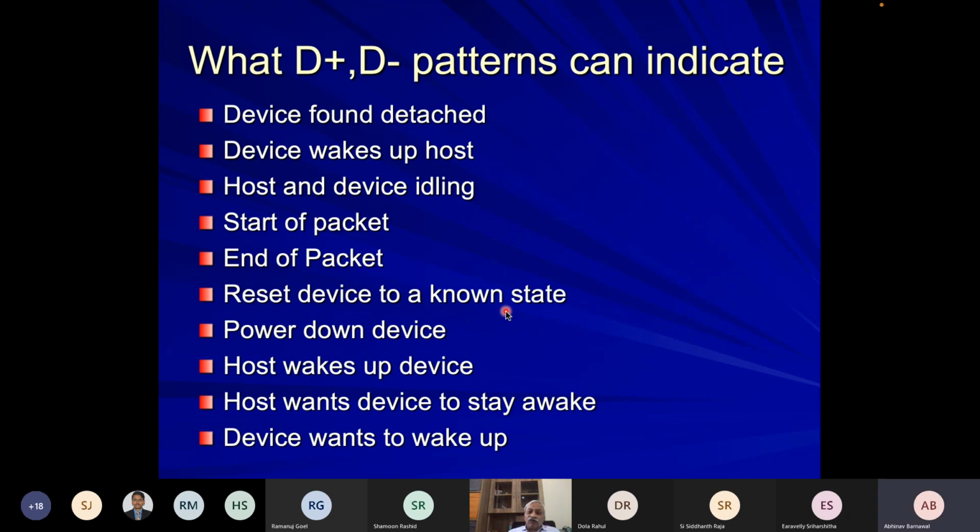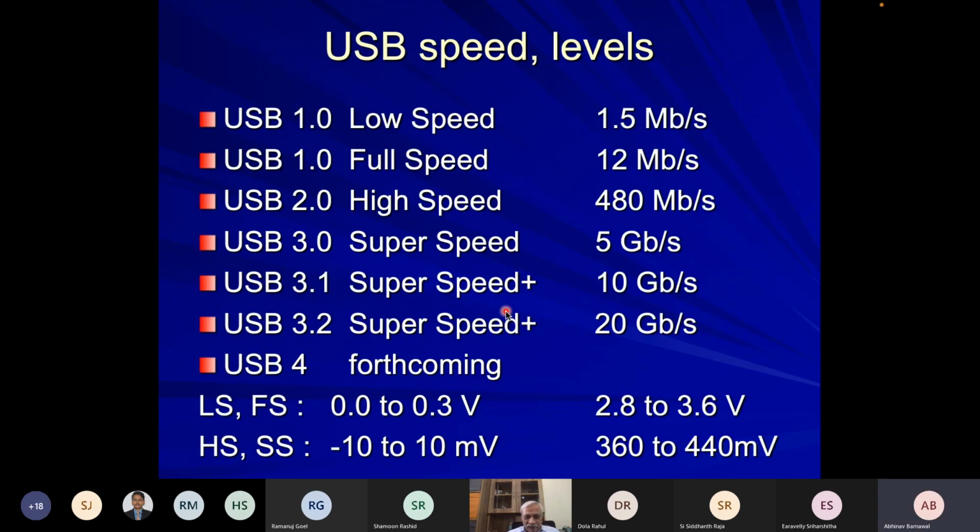Now, what do HS, LS, FS refer to? These are terms referring to the difference in speed. So you have numerical values for different speed levels. So these are the bandwidths. So in megabits per second or gigabits per second, you have these values. It's bits per second, not bytes. Bits, yeah.